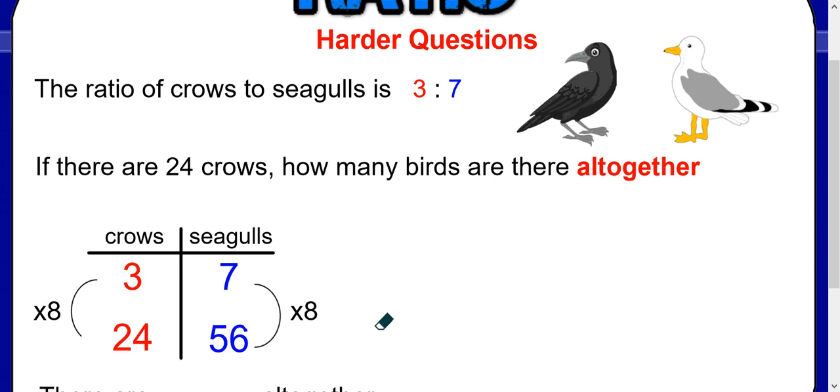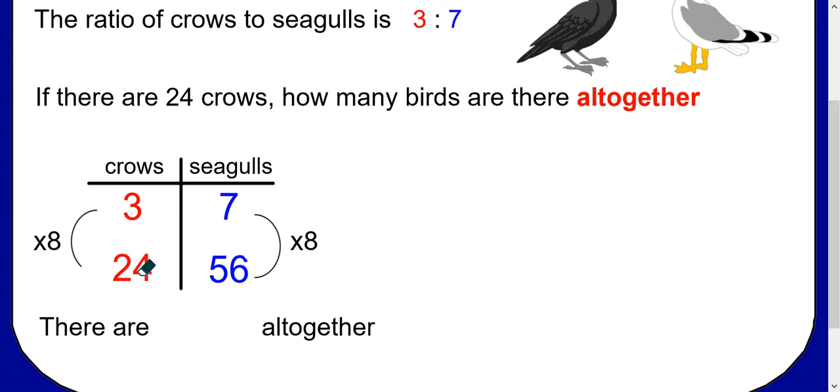Now some people might finish there and think they've answered the question, but they haven't. It says if there are 24 crows, how many birds are there altogether? So what you have to do is look at the total. I've got 24 crows and I've got 56 seagulls. So you add these two together and you get 80 birds. Make sure you write the answer just underneath. There are 80 birds altogether. Look for a few questions like this in the exercise. I think 11 and 12 are like this. You add the bottom parts of your table together to get the total.